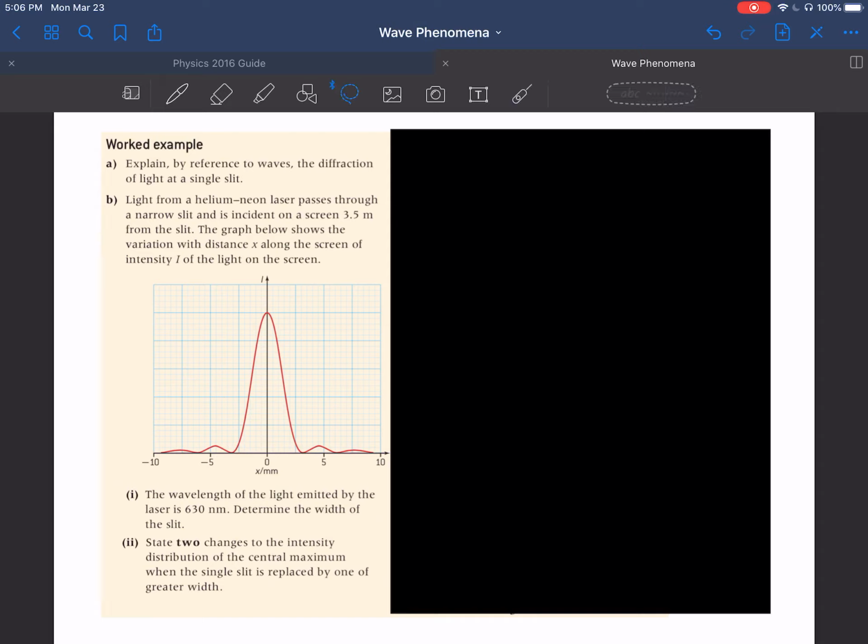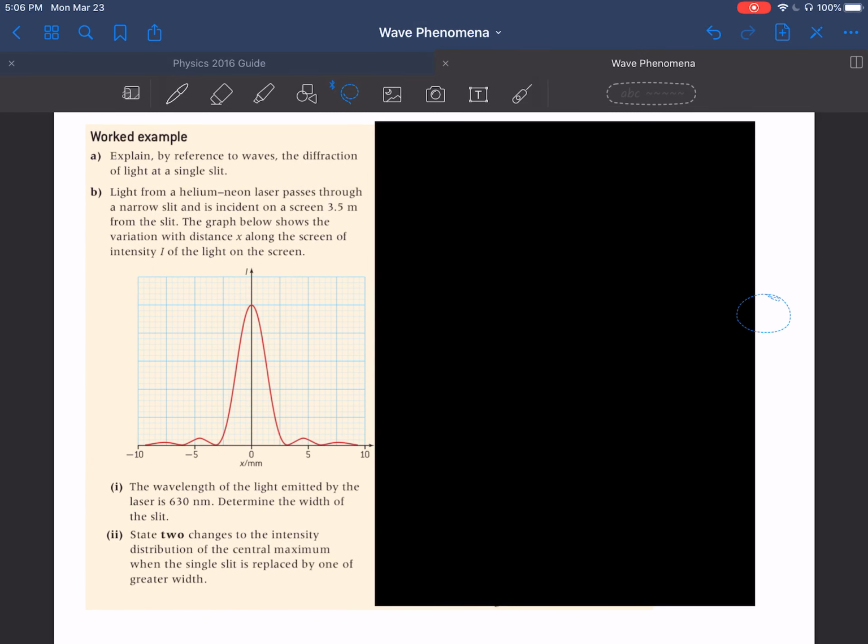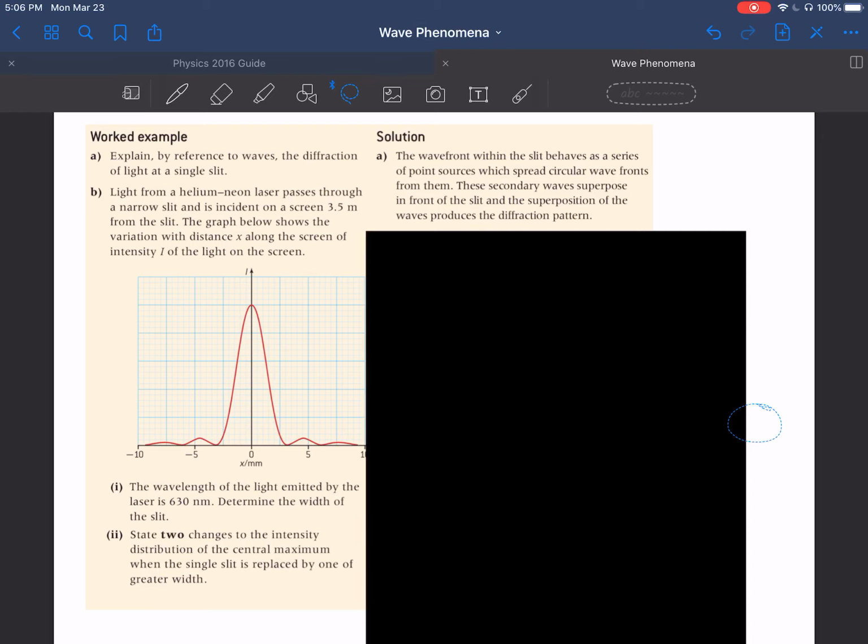All right. So if we take a look at our solution, the first thing we will want to make sure we pay attention to in this question is by reference to waves. So we're going to need to discuss waves. And it's simply asking us to explain that diffraction happens, that there is diffraction.